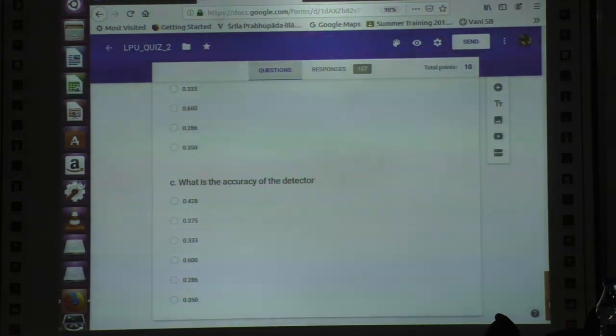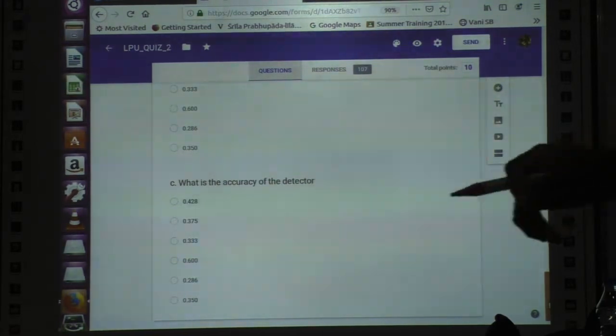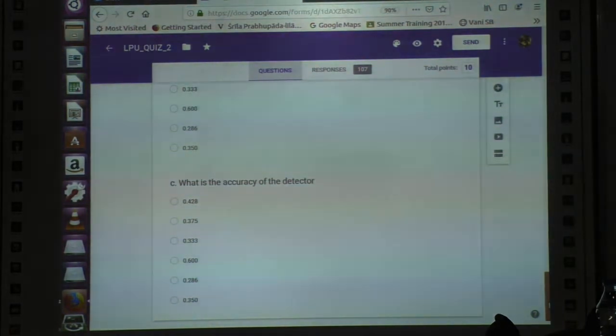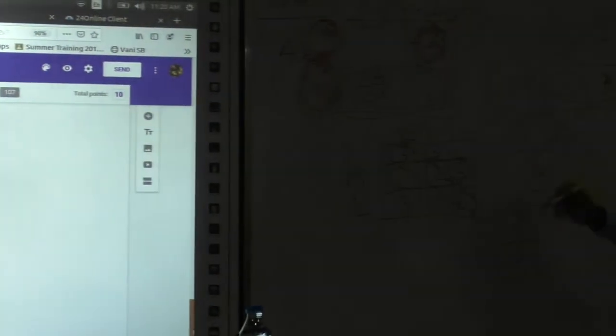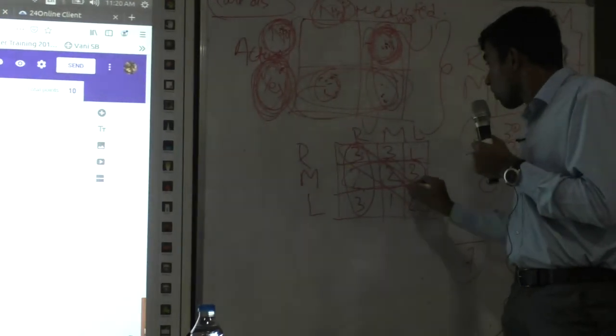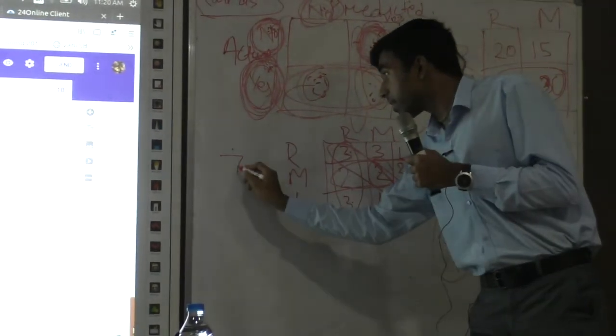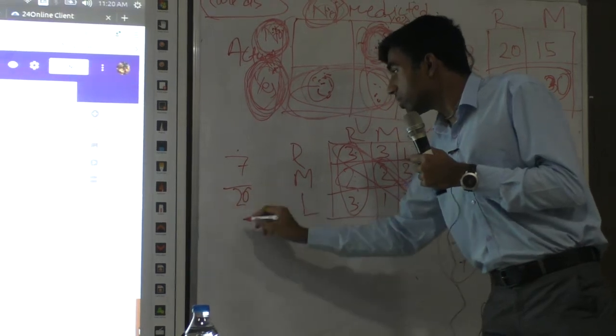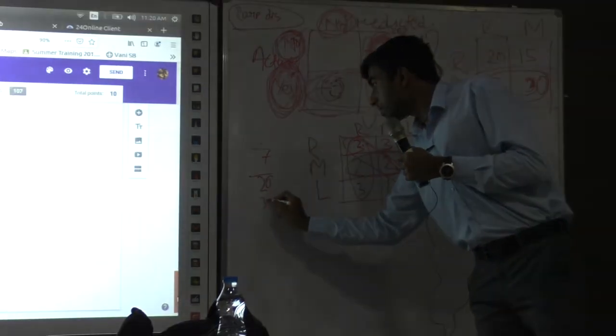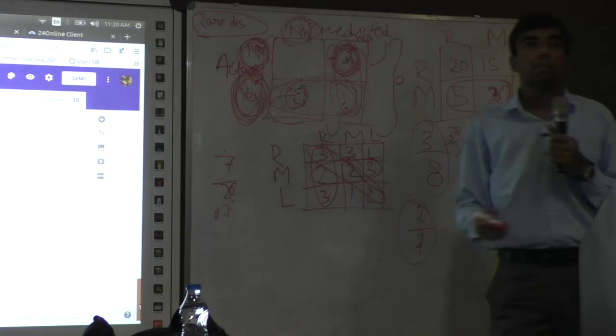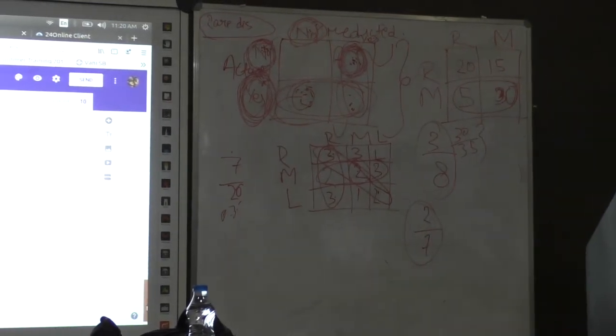Then, what is the accuracy of the detector? How can I find that? Total means I should add the diagonal elements. You are getting my point? And divide by the total. Everybody is getting it or not? So add the diagonal elements: 3 plus 2 plus 2, 4 plus 3, 7, divided by 20. You are getting my point? So it's 3.5 divided by 10, so 0.35. Okay, so everybody is clear?